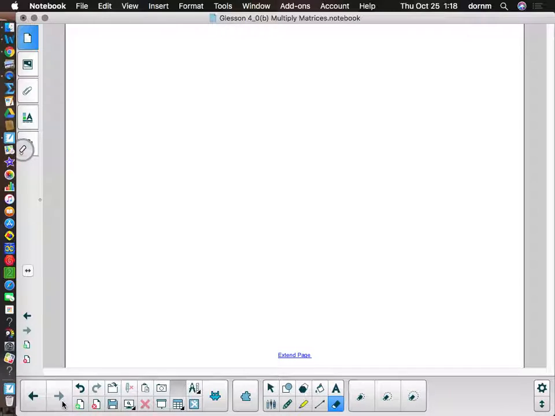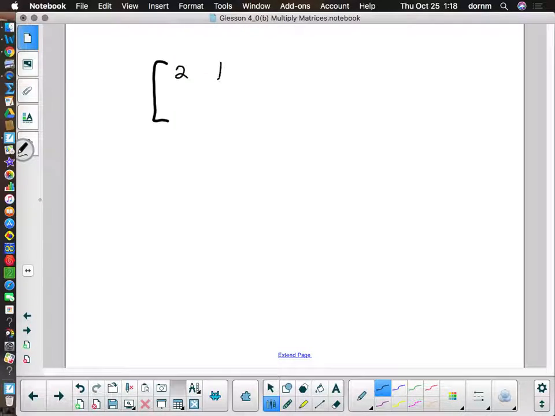Let's try one more. Let's multiply one more set of matrices, and I'm going to ask you a couple questions during this. So, my matrix, let me get a skinnier pen here. I'm going to go 2, 1, negative 1, 3 times 4, 1, 5, negative 3, negative 2, 0.